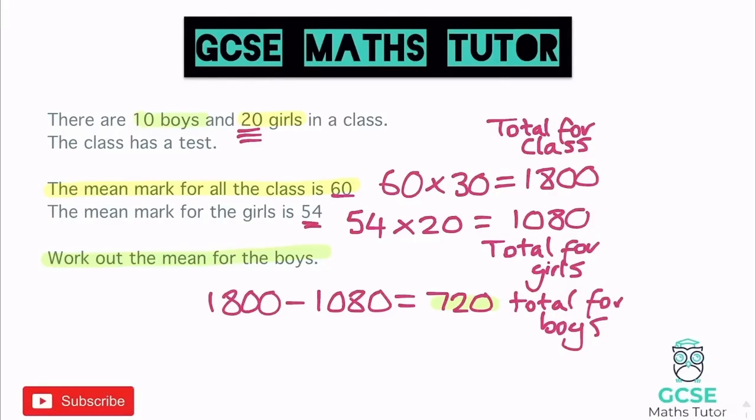So to work out the mean, just like normal, we would just finish this off by saying the total for the boys is 720. I'm going to divide that by how many boys there are, which is 10, and that gives us a mean of 72. There we go, and there's our final answer.